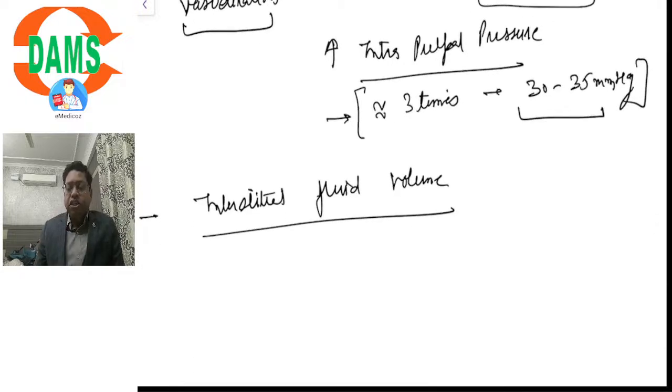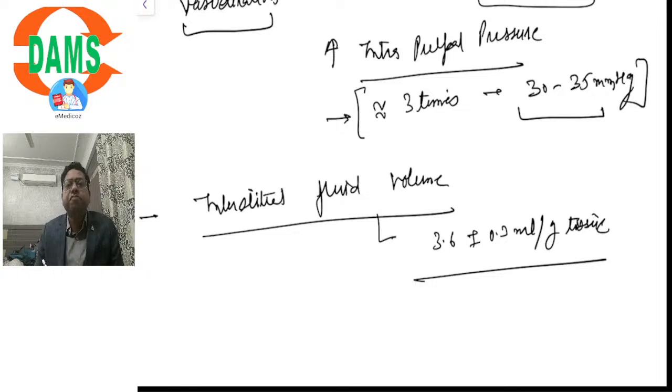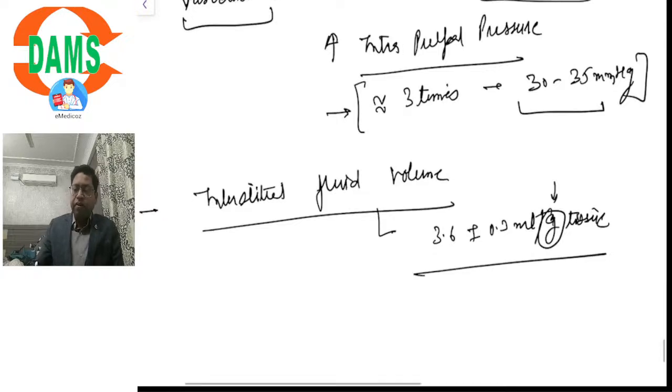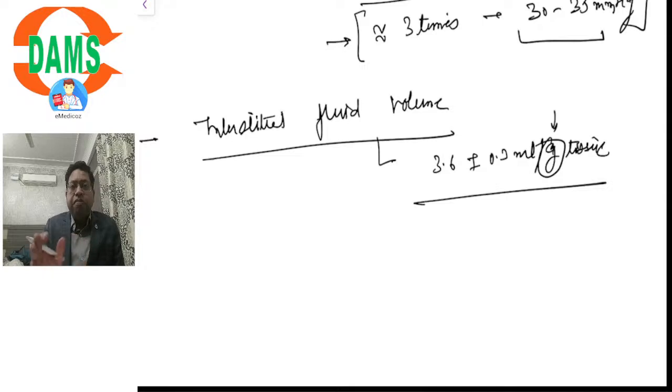We talk about the interstitial fluid volume. It is in the range of 3.6 plus minus 0.3 ml per gram of tissue. This is per gram of the tissue and not per 100 gram of the tissue. Okay. This is about the blood circulation of the dental pulp.